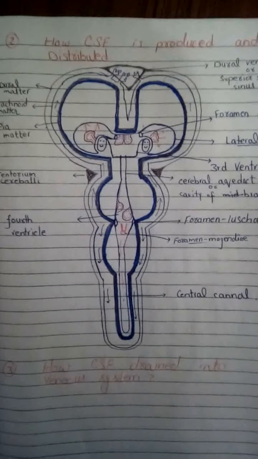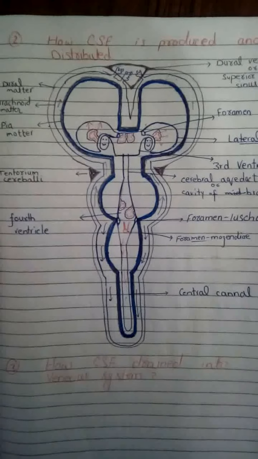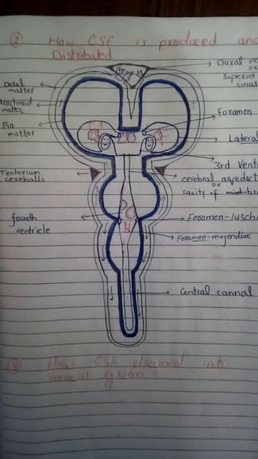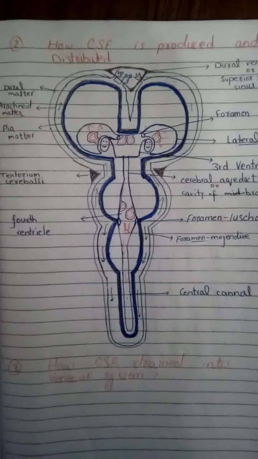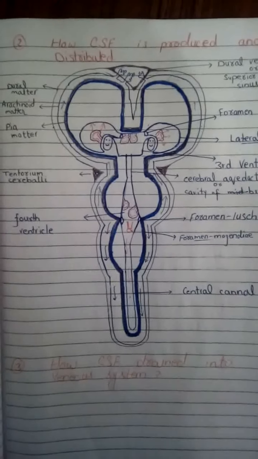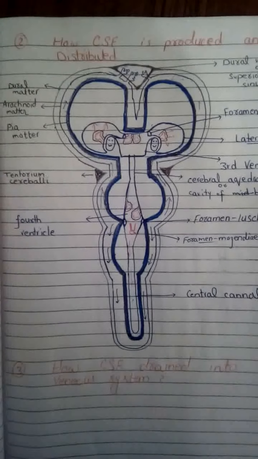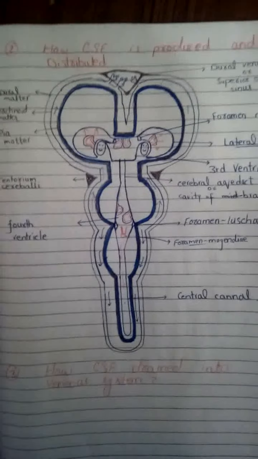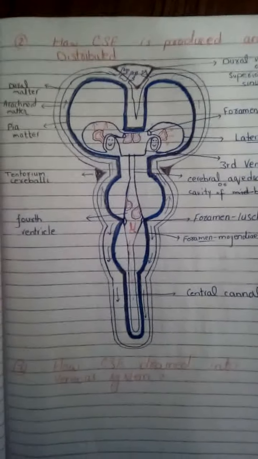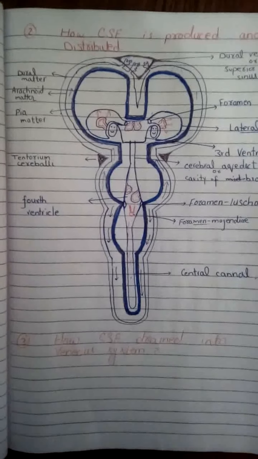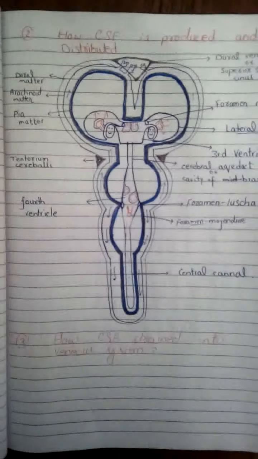An adult healthy person contains 90 to 150 milliliters of CSF. 25 ml of this is present in the ventricles, and the remainder is present in the subarachnoid space. Although 400 to 500 milliliters is produced daily. This was the complete discussion of cerebrospinal fluid.